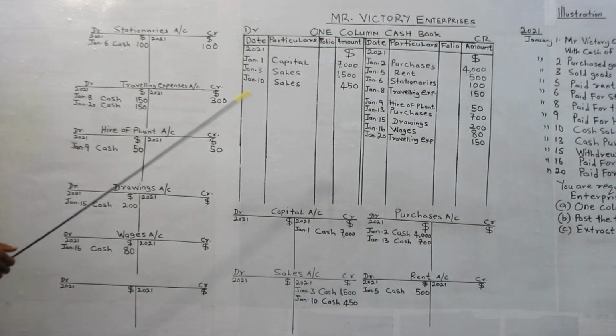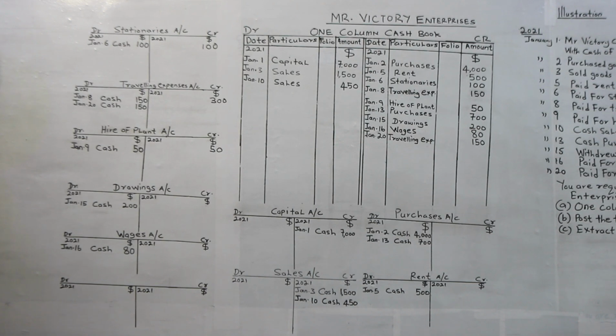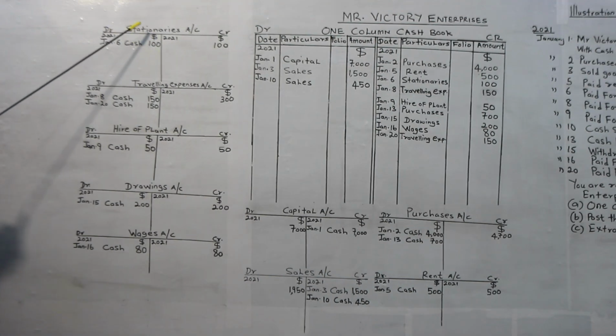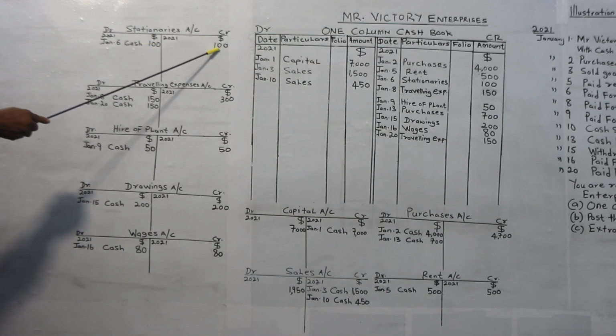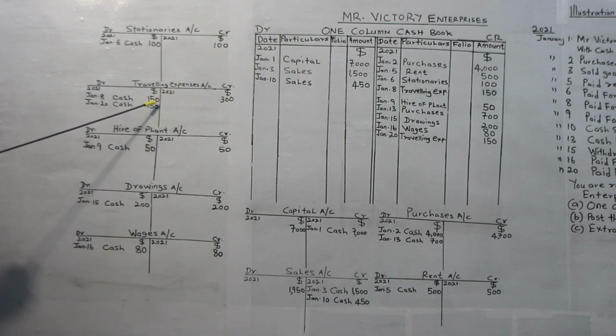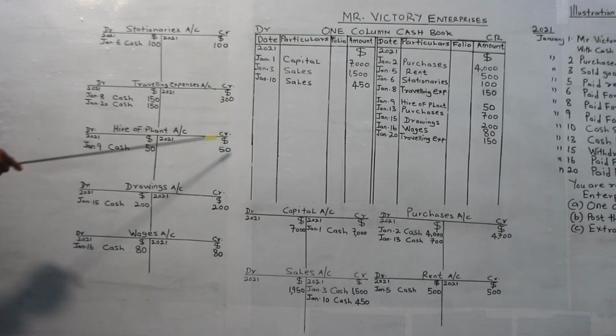What are we really saying? The two sides of the account have to be the same. So we do that now. So you can see the stationaries is 100 here. We place 100 here so that the two sides will be equal. Traveling expenses, 150 plus 150 is 300. So we place 300 here so that both sides can be equal.